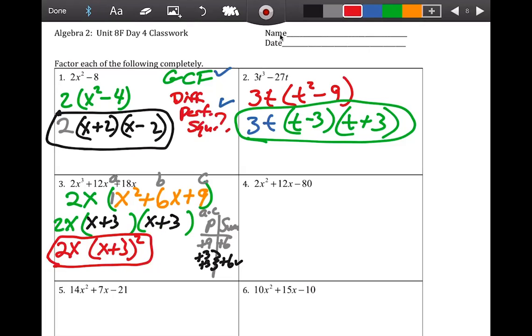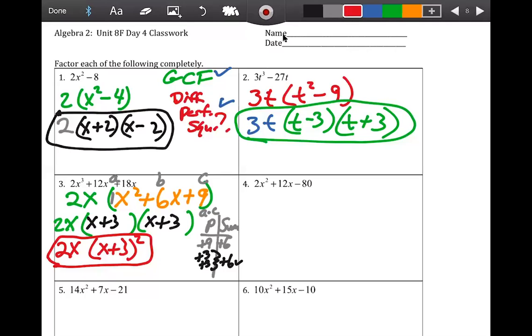Questions on 3? Okay, I'll give you a minute. Go ahead and try number 4. I'm going to pause the recording. So if you are watching this, just taking notes, go ahead and pause, and I'm going to have it in just a moment.